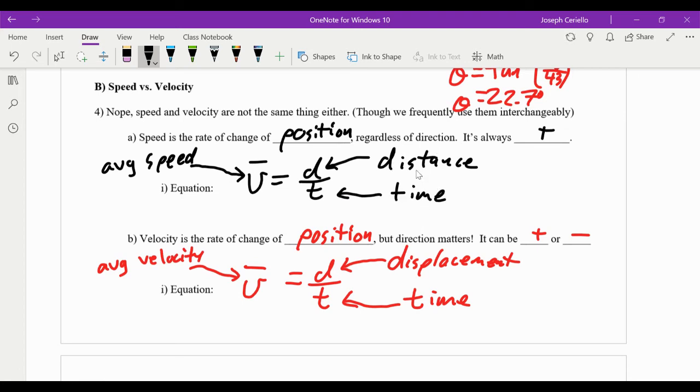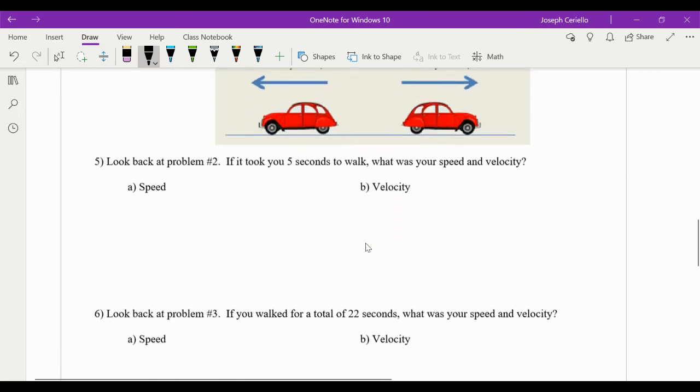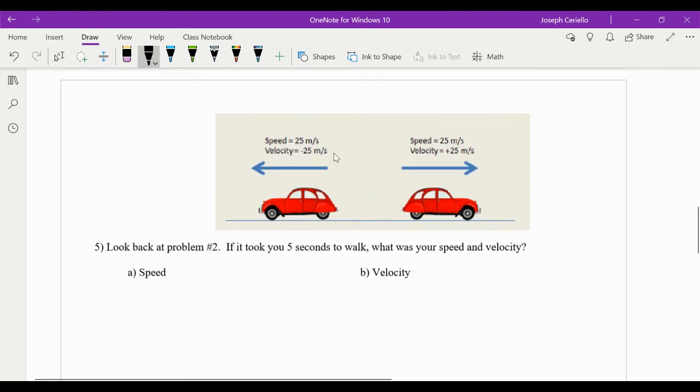All right, so distance is a scalar, speed is a scalar, velocity is a vector, displacement is a vector, so they go together. This is a really good picture that illustrates speed versus velocity. One car is going right, one is going left. Both cars have the exact same speed because direction doesn't matter, 25 meters per second. The car going to the right has a positive velocity, the car going to the left has a negative velocity.